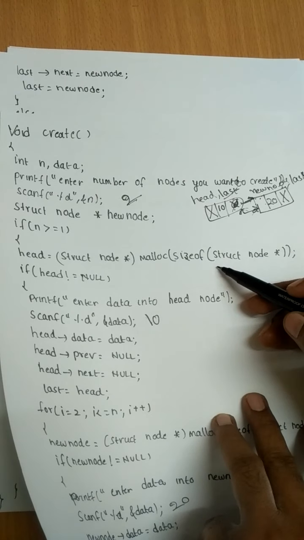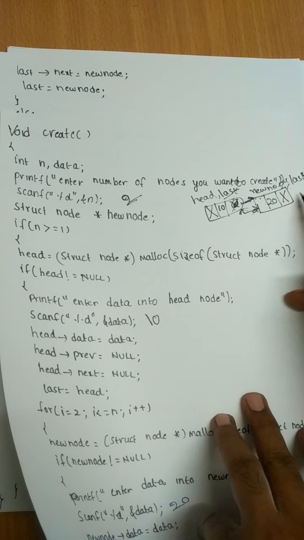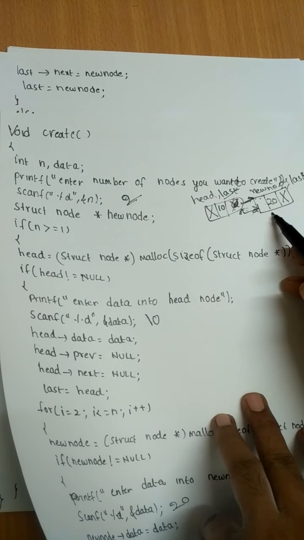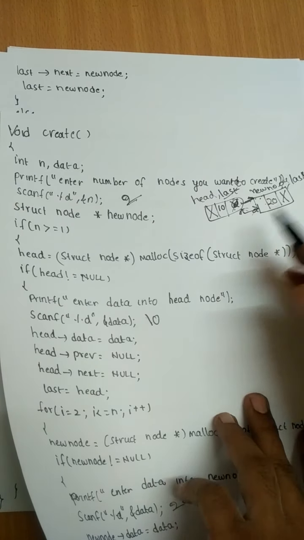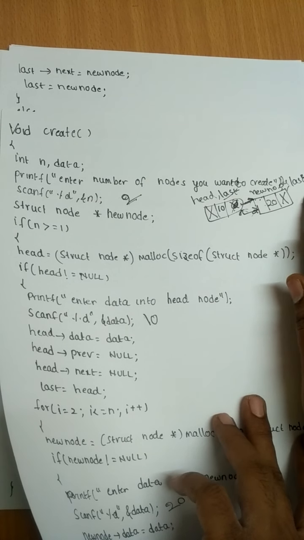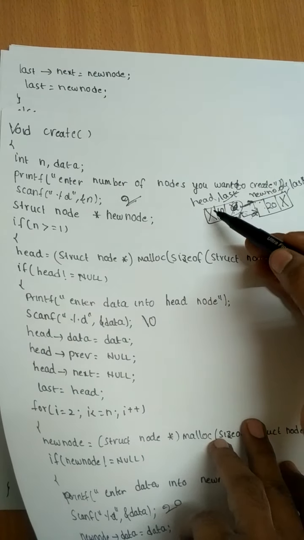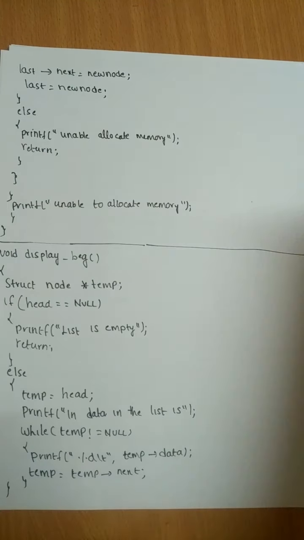This is how to insert the second node. Repeat this process until the required number of nodes is completed. So if you want to insert the next node, repeat the same process like this. This is how to create the head node and the new node.